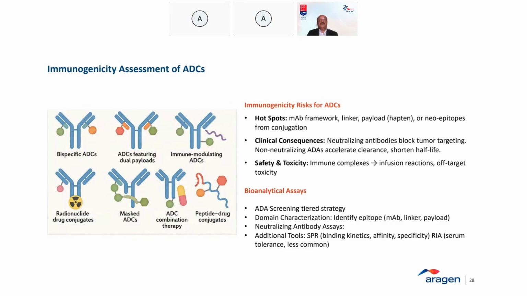However, while generating these antibodies, you modify the backbone of your antibody, and then that, along with the linker and the drug, creates again new epitopes. These become hotspots for immune reactions and immunogenicity. The consequence is that if you have antibodies which bind to them, then they do not allow the drug or the molecule to reach the target cell, and hence you do not see the expected efficacy. Besides that, they form immune complexes which will give you infusion reactions and off-target toxicities.